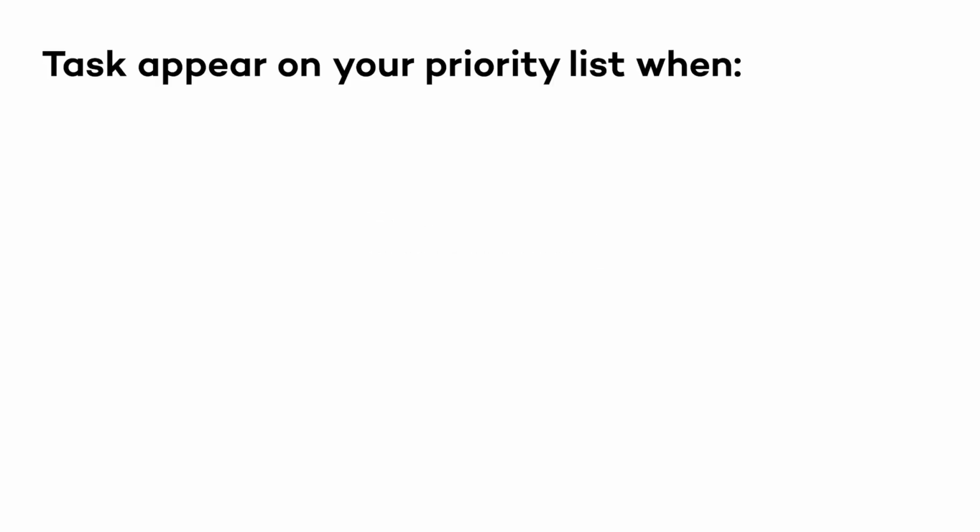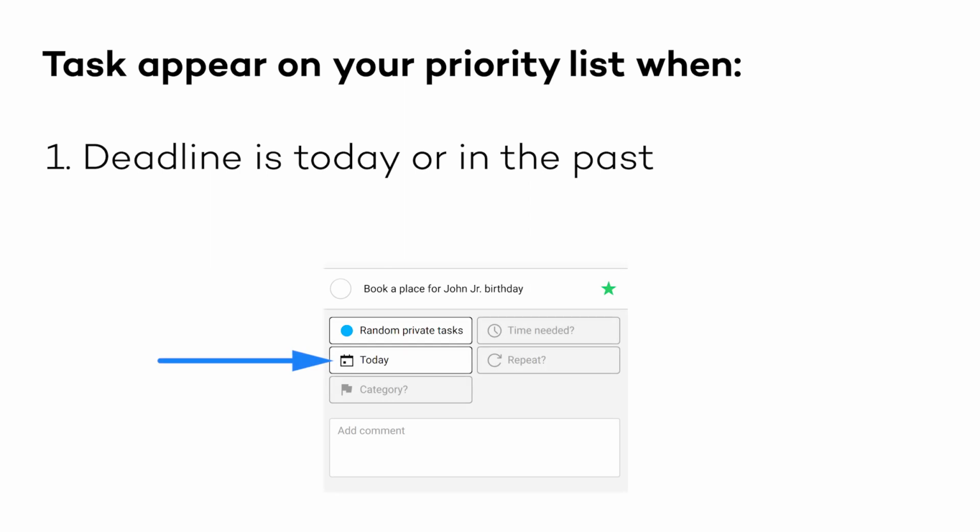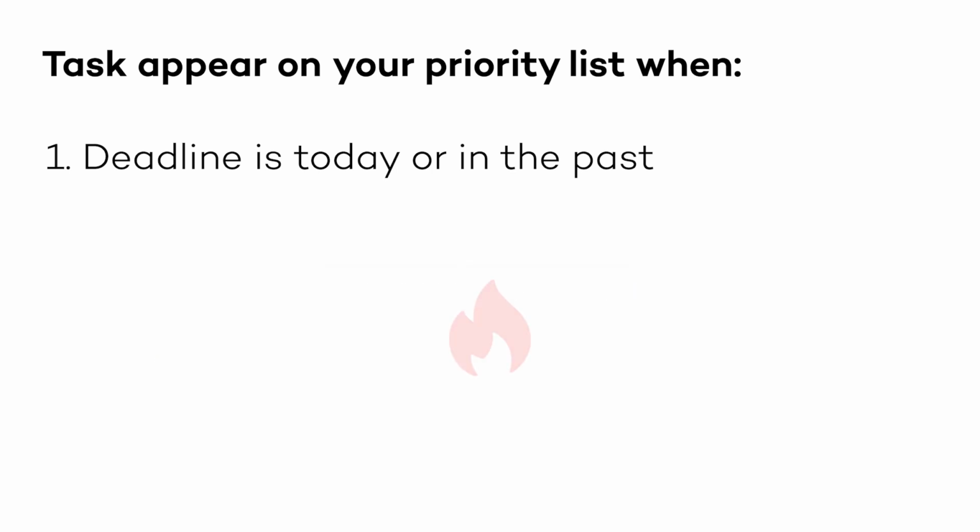Summary. There are 3 ways for a task to appear on your priority list. 1. When the day set as the deadline of a task comes, your task will be automatically marked as a priority. If you remove the star but don't change the due date, the task will appear on the priority list the next day with the overdue icon.